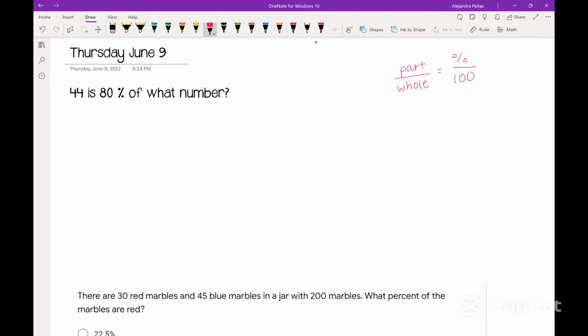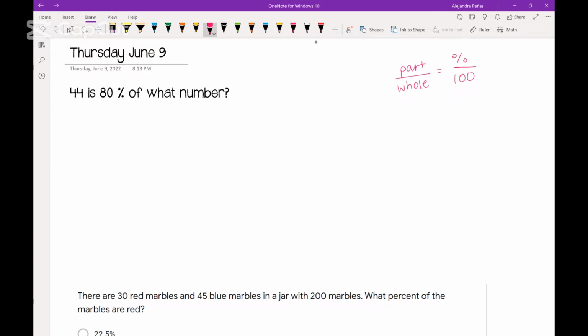The whole is always going to be your original value, your full value. The part is obviously the portion of that. On the other side, the percent is pretty self-explanatory, and the 100 always goes there. So in this problem, 44 is 80% of what number? 44 is not the whole. 44 is the portion, the part.